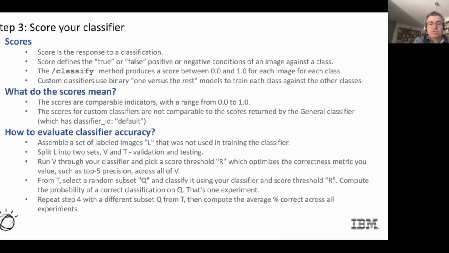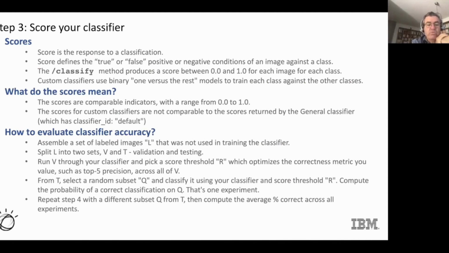So you put aside a certain number of labeled images, you split them into two sets, validation and testing. You run the validation set for the classifier. You pick a score threshold which optimizes the correctness metric you value, such as top 5 precision for all the classes across all of the images used for the validation set.